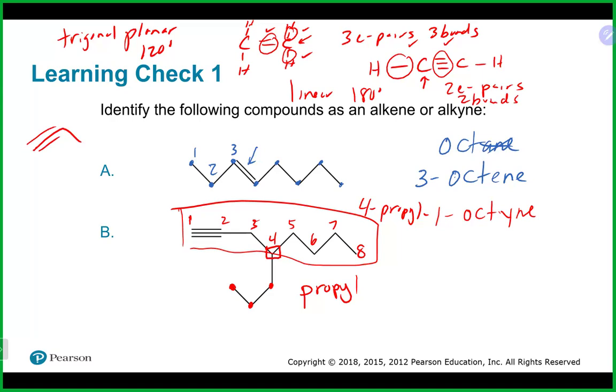And because of that as well, people often miss this carbon right there. A lot of times when people are counting, they just kind of jump to the next one past it. So you don't want to miss that carbon that's on the other side of that triple bond. Any questions on that?